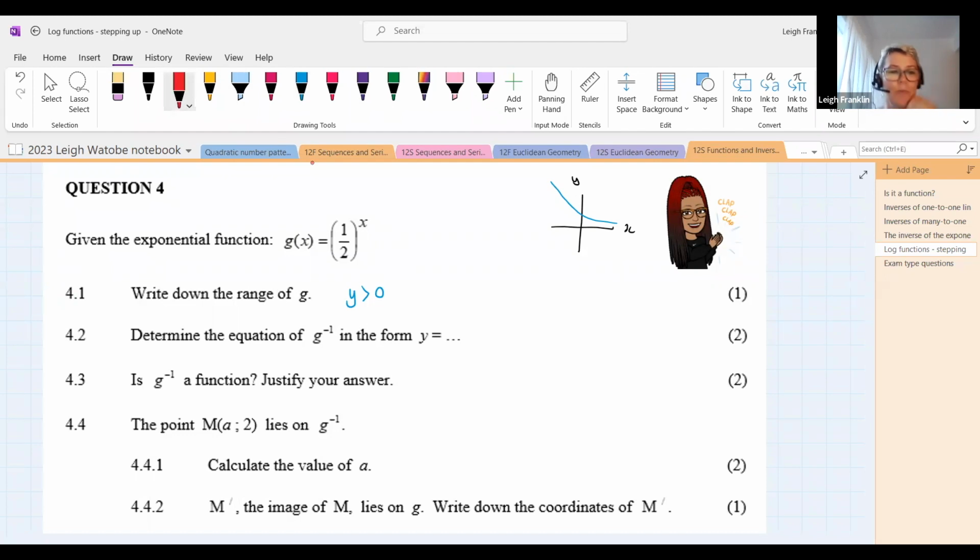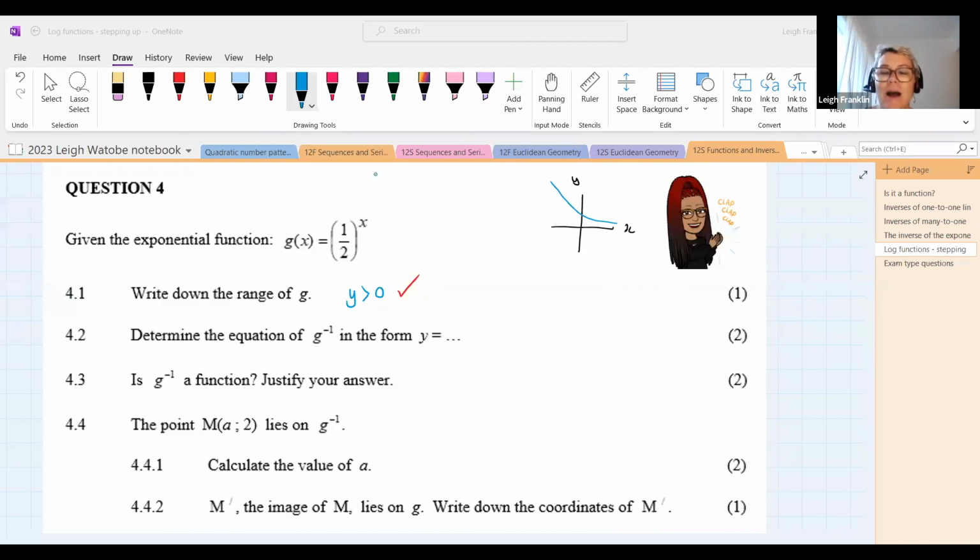Next question: determine the equation of the inverse of g in the form y equals. Can anybody tell me what we should be writing over here to get 2 out of 2? You're welcome to unmute and speak. It's always good to hear your voices. What should we write here if we want to get 2 out of 2? So how are we going to write the inverse? What would I actually write on the page? Nolutando, go for it.